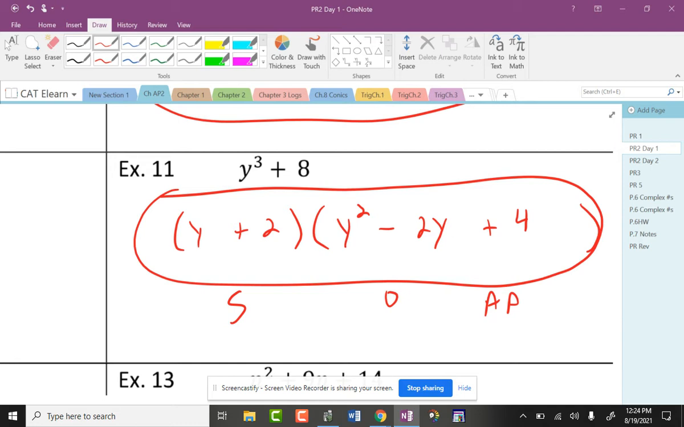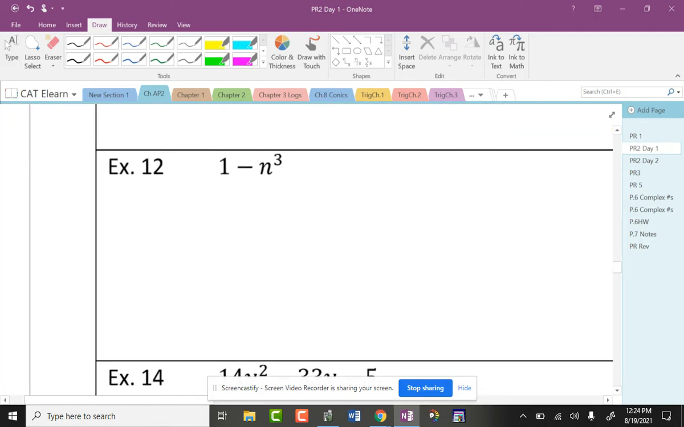What's y times y squared? y cubed. What's 2 times 4? 8. Those always make the first and the last term. Everything else falls out, and it just happens. All right, and sometimes that has to be the answer, because that is the answer. I mean, there's no other way of approaching it.